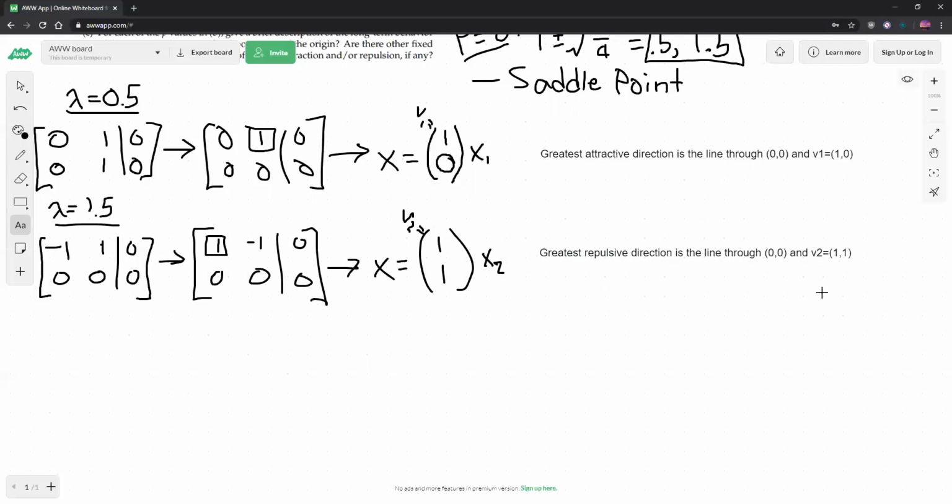That is one part of part C. It's looking at the saddle point and seeing which one is the greatest attractive and which one is the greatest repulsive direction.